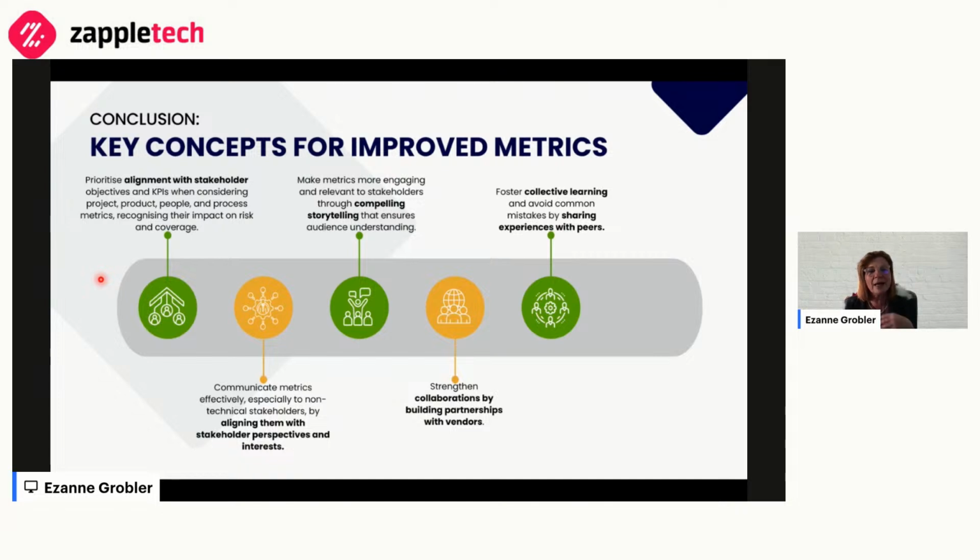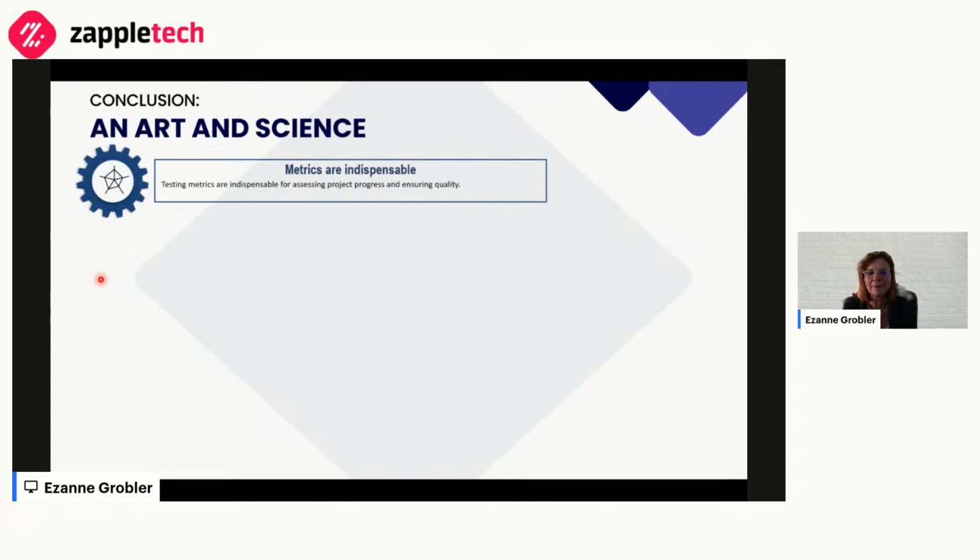Absolutely learn from your mistakes. Try to avoid the common mistakes and learn from your peers, and embrace continuous improvement. You're not done when you actually put all of this in place. Strive really towards improving continuously.